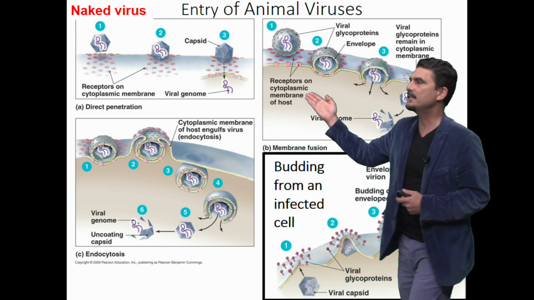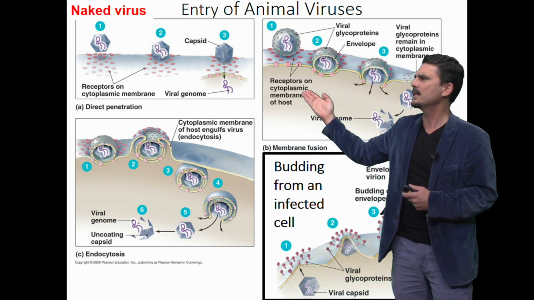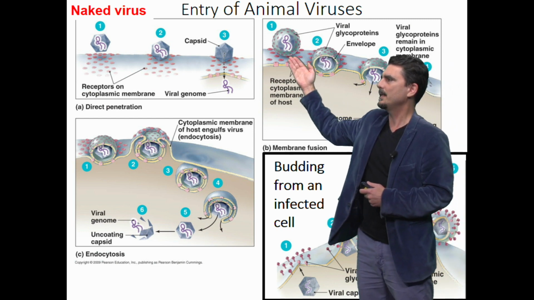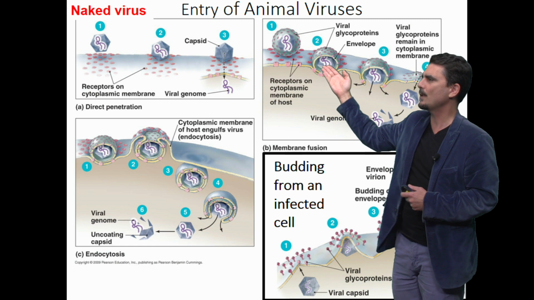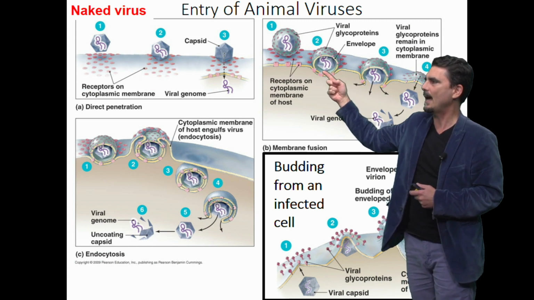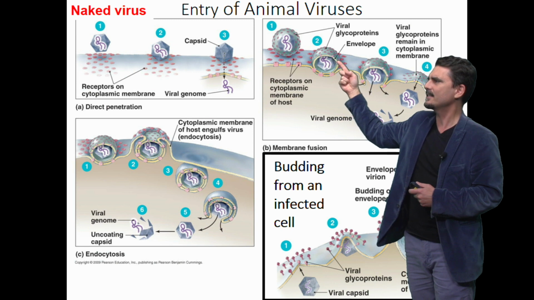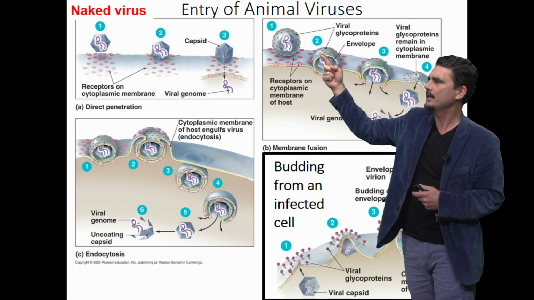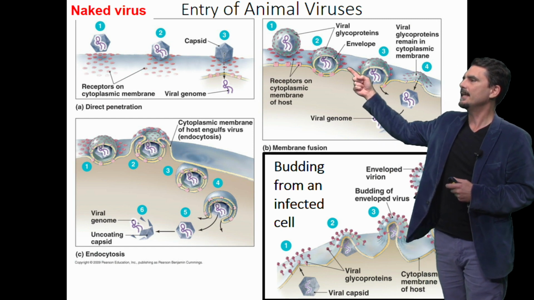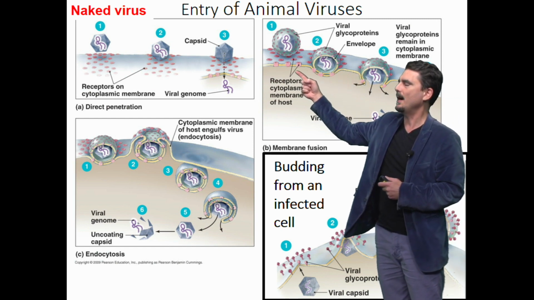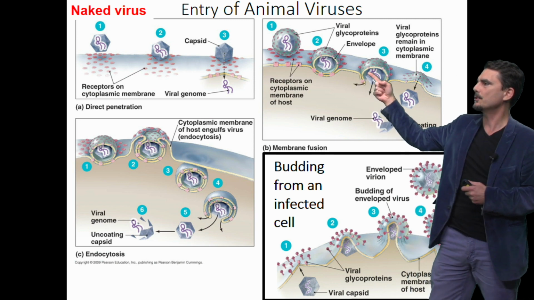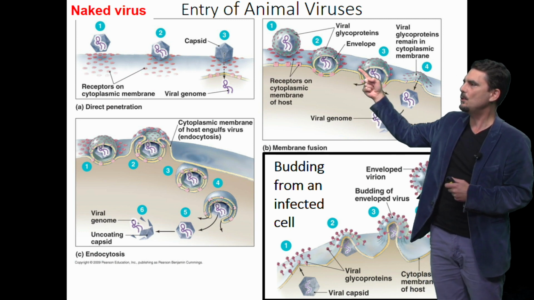In this case, what we're seeing is a virus that is what? It's enveloped. And we can see that because if we look at this image right here, there's the genome surrounded by the capsid, and then outside of that is the envelope. So we see the envelope there. What happens in this case is the ligands bind to the receptors, and then essentially it fuses with the membrane.